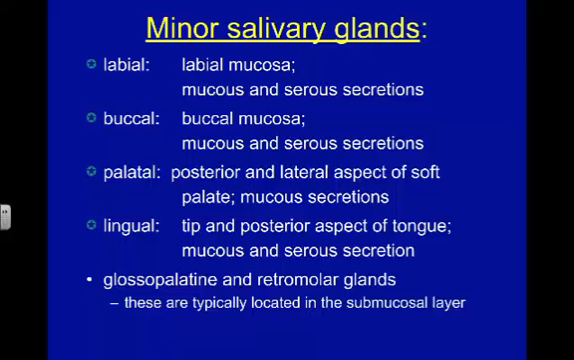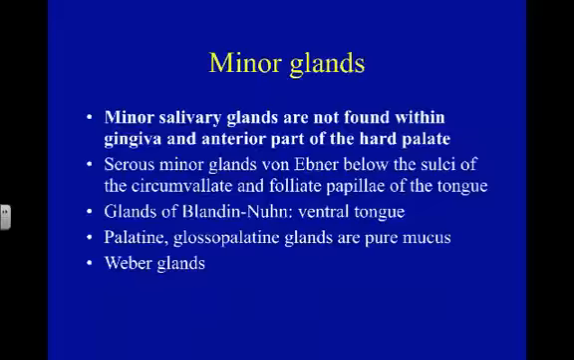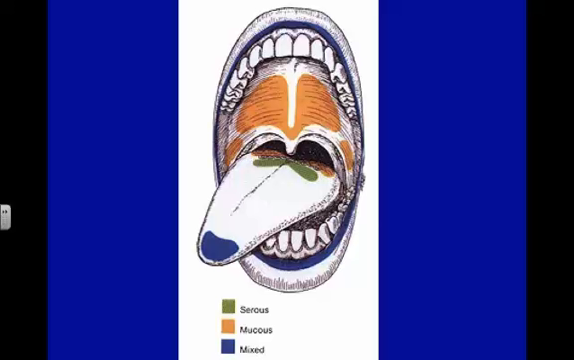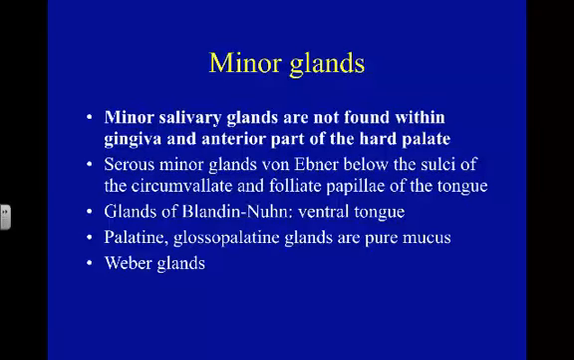We have the palatal glands, we have the lingual glands again. The palatal glands that I'm going to remind you of, especially in the posterior part of the hard palate, I'll show you a diagram of that along with fat pads that are located there, are really posterior third of the hard palate and clearly the soft palate. Okay. And that's really, now, the minor glands are not found within the gingiva and the anterior hard palate.